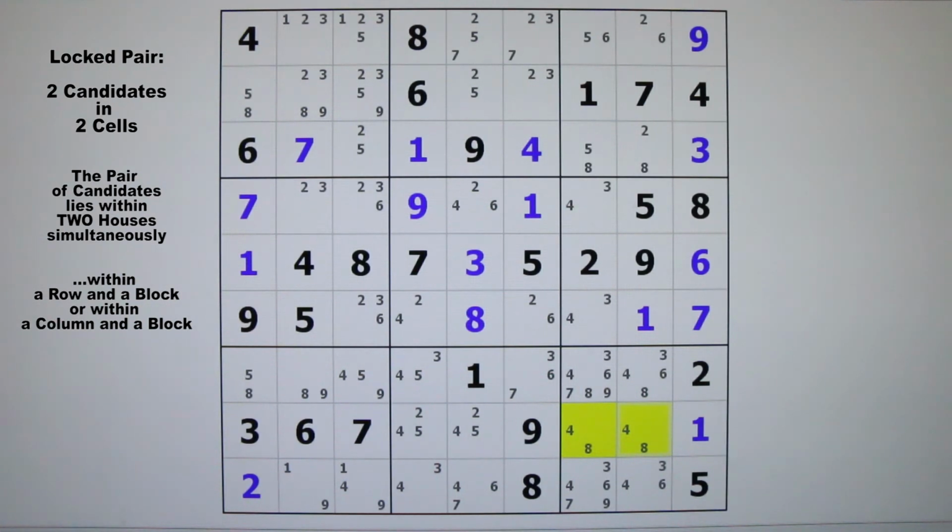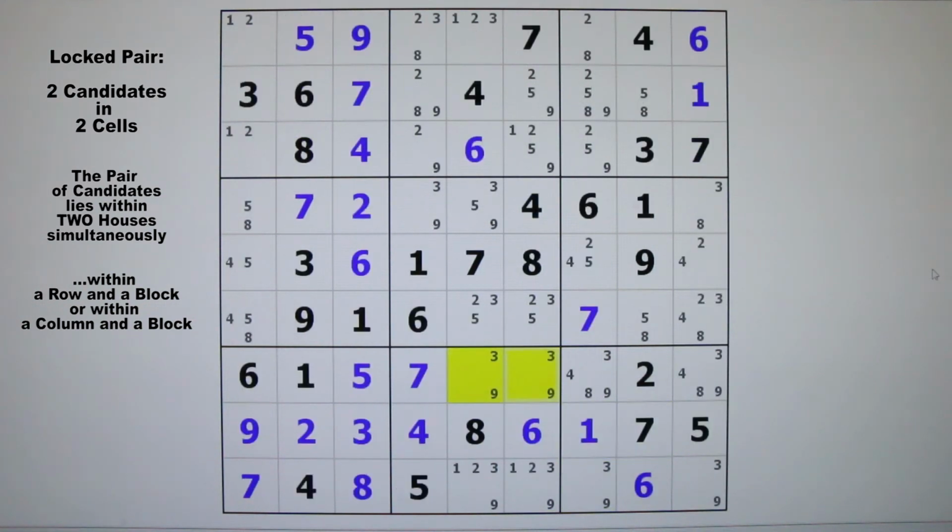So here we have a 4 and an 8 and a 4 and an 8. That is a naked pair, but it lies in row 8 and block 9. So you can eliminate every 4 and every 8 out of both the row and the block. So there's a 4 here and a 4 here in the row. Now in the block, 4, 8, 4, 8, 4, 4. Because one of those two yellow cells must be a 4 and the other must be an 8. So those candidates cannot appear anywhere else in both the row and the block.